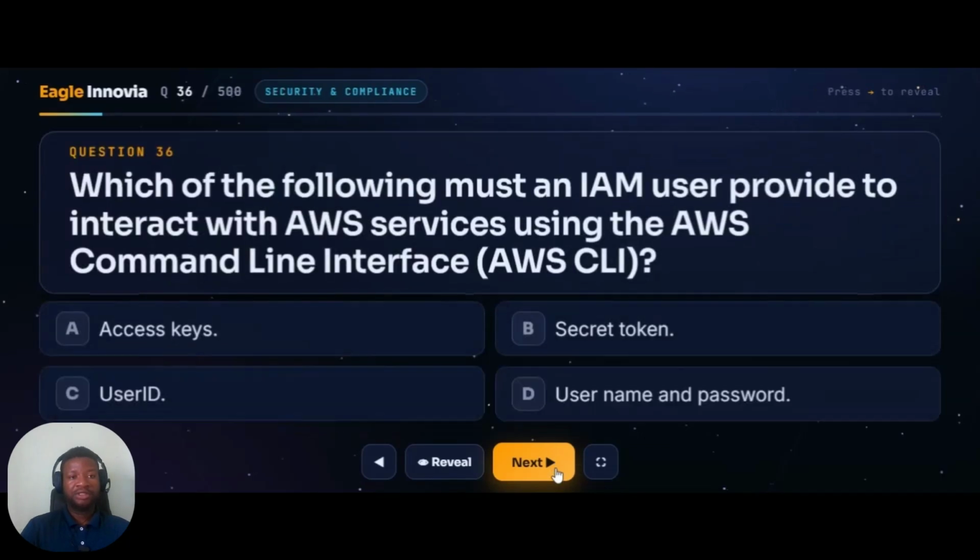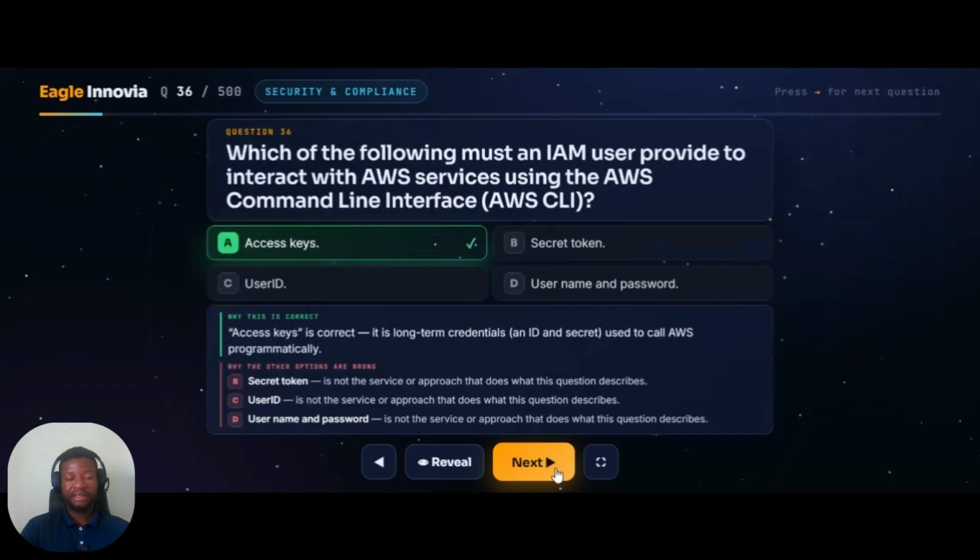Question number 36. Which of the following must an Identity and Access Management user provide to interact with AWS services using the AWS command line interface? A. Access keys. B. Secret token. C. User ID. And D. Username and password. The answer is access keys. A long-term credential used to call AWS programmatically.